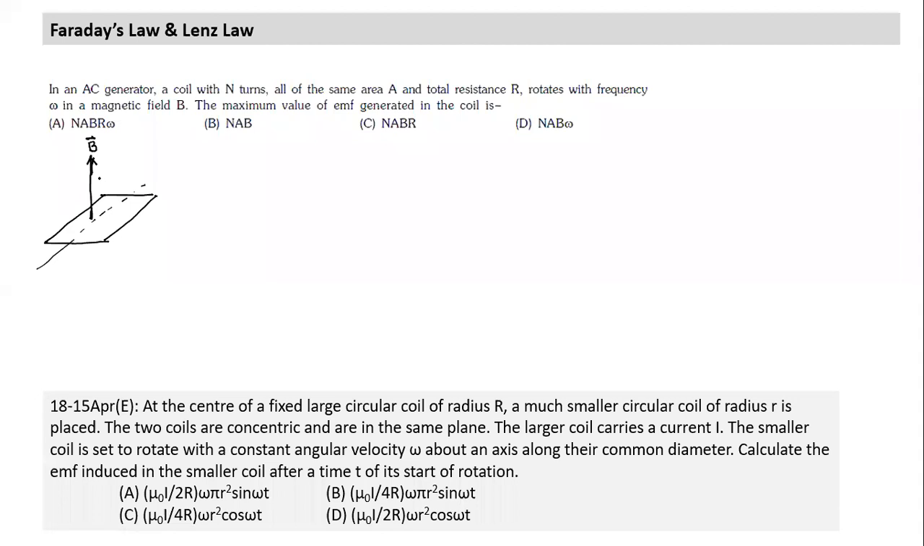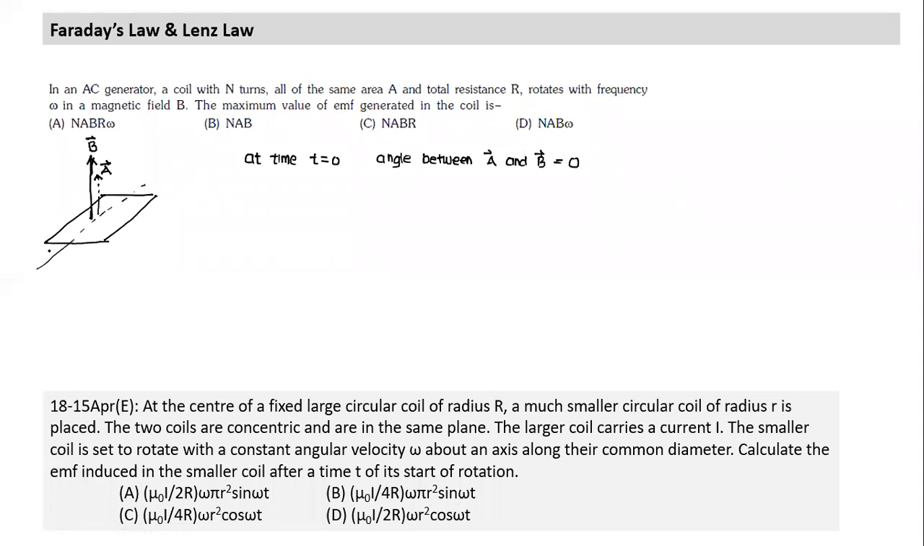And we take the area vector also normal to the plane. We can take it in any direction. Let's take this area vector also in the same direction. So when I rotate this coil, initially what is the angle between A and B? Let's say at time t is equal to t naught, the angle between area vector and magnetic field vector is equal to 0.